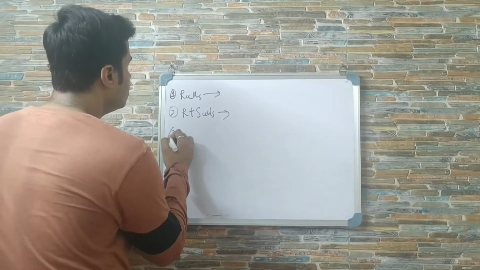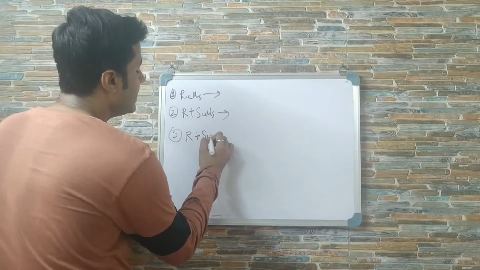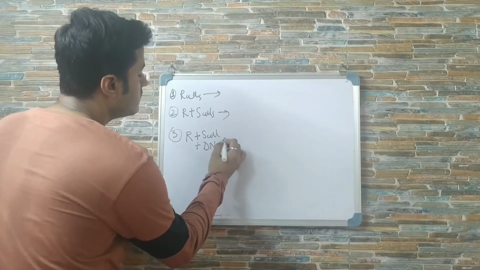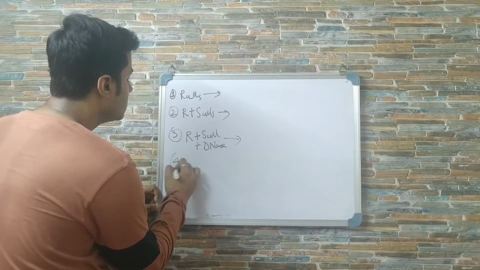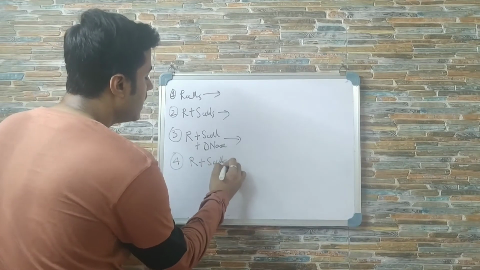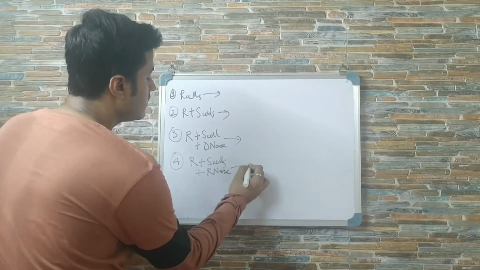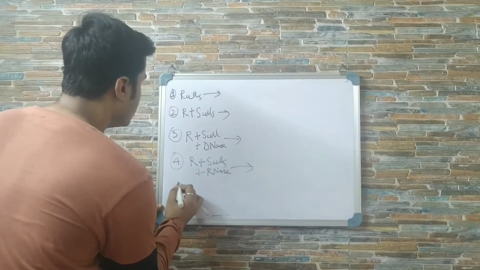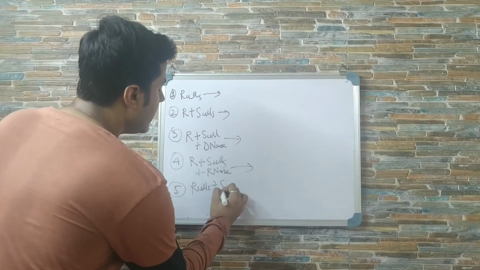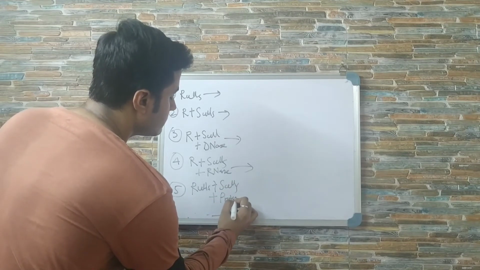In the third, they took R cells plus S cells and added DNase to it. In the fourth, they took R cells plus S cells and added RNase to it. And in the fifth one, they took R cells and S cells and added protease.